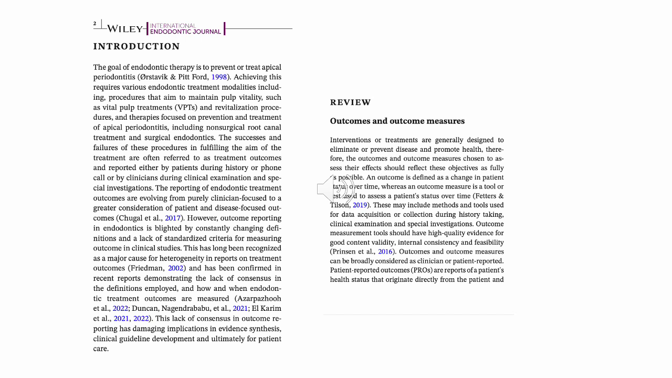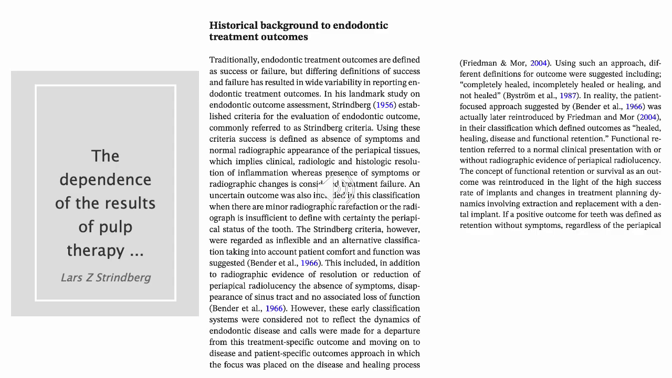An outcome is defined as a change in patient status over time, whereas an outcome measure is a tool or test used to assess patient status over time, and it should have high quality evidence for good content validity, internal consistency, and feasibility. Traditionally, endodontic treatment outcomes are defined as success or failure, but differing definitions of success and failure have resulted in a wide variability in reporting endodontic treatment outcomes.